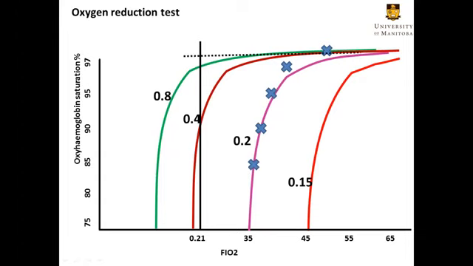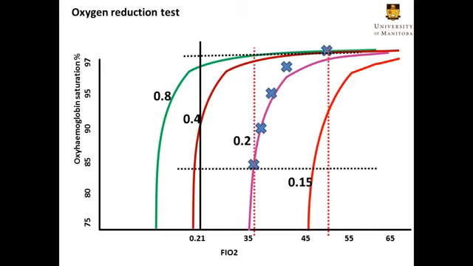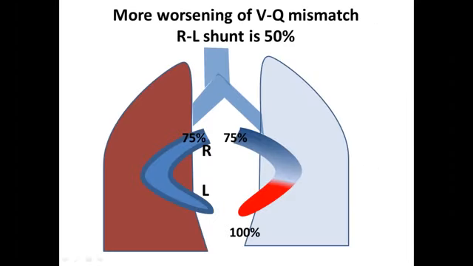So when we reduce oxygen, you lose too much oxygen with just a little bit of movement in FiO2. When you move his oxygen from 45 or 47 to 35%, you have a significant drop in his saturation. He's very sensitive to oxygen reduction. That's VQ mismatch. And when you increase the oxygen back, he will improve. That's different from right left shunt.